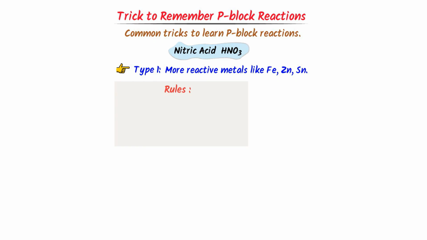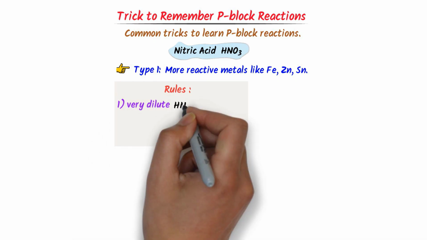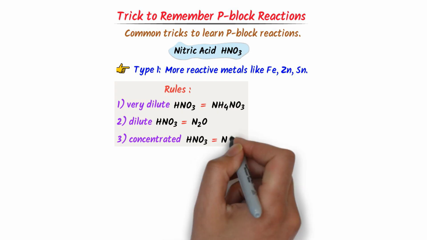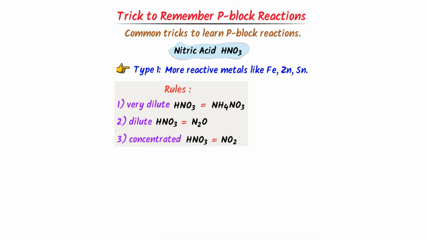Firstly, if a reactive metal reacts with very dilute HNO3, ammonium nitrate is produced. Secondly, if a reactive metal reacts with dilute HNO3, nitrous oxide is produced. Thirdly, if a reactive metal reacts with concentrated HNO3, nitrogen dioxide is produced.